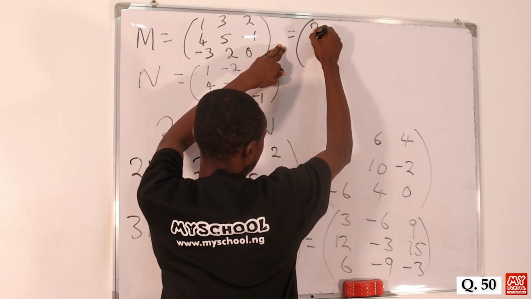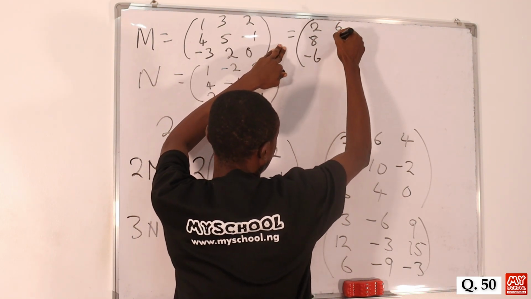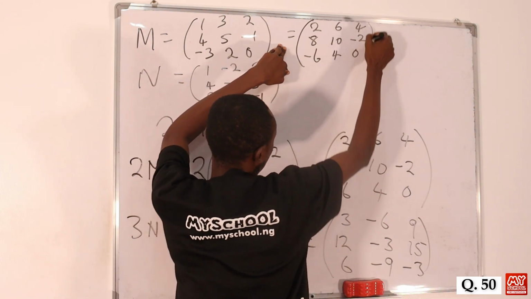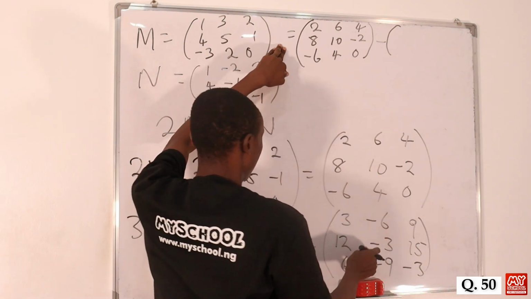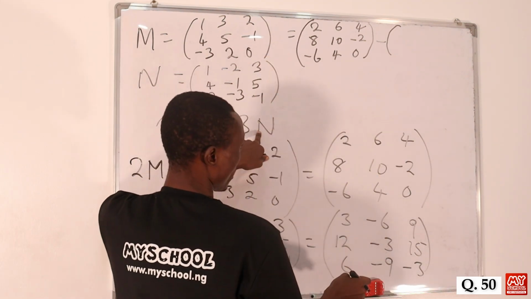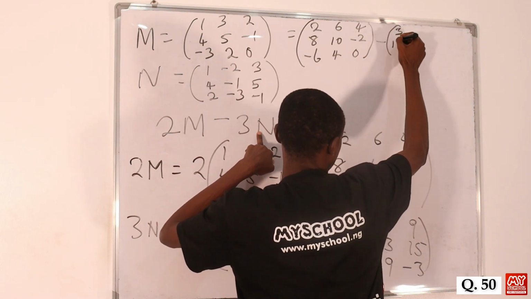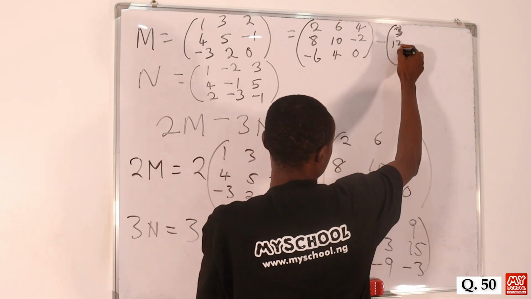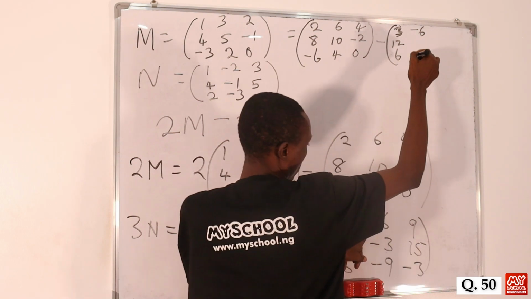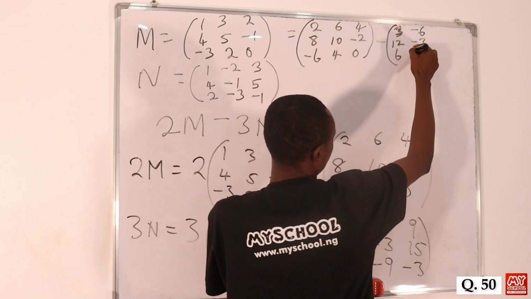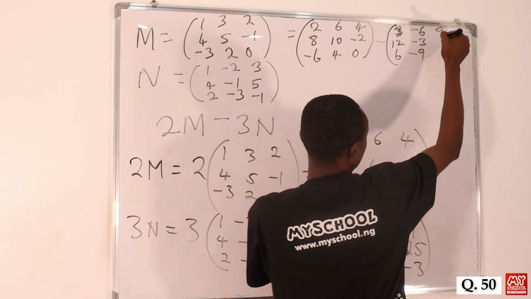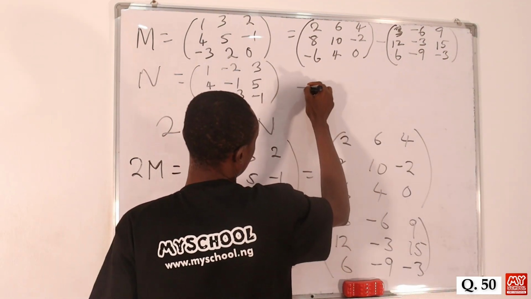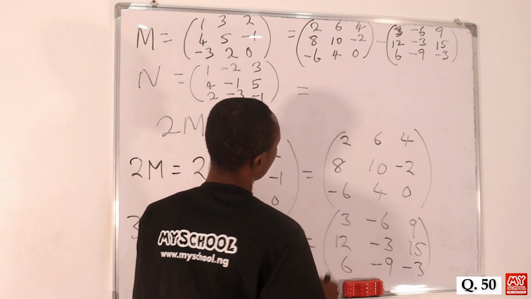Okay, so since we are asked to calculate 2M minus 3N, in this case we'll be having 2, 8 minus 6, then 6, 10, 4, then 4 minus 2, then 0 on one side, then minus everything we have in the second bracket, which represents 3N. So that will be 3, 12, let me increase this bracket, so 3, 12, and 6, then minus 6, minus 3, then minus 9, then 9, 15, and then minus 3. So let's subtract. So the resulting matrix, this is where we are going to have it.